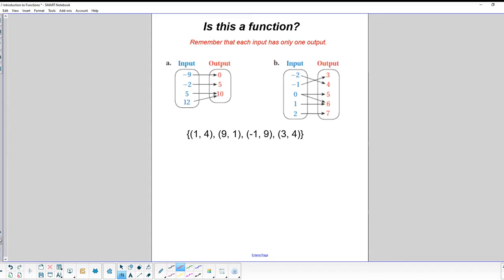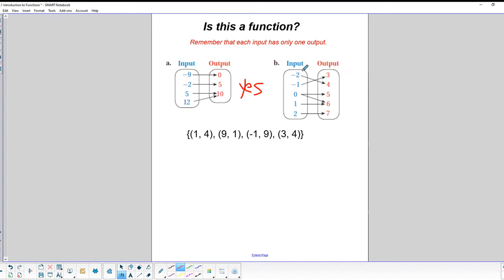All right, so is this a function? Remember that each input has only one output. So let's look at the first one, -9, 0, 1 input, 1 output, 1 input, 1 output. 5 only goes to 10. And now 12 only goes to 10 as well. So even though these both have the same output, each input only has one output that it goes to. So this is a yes. It is a function.